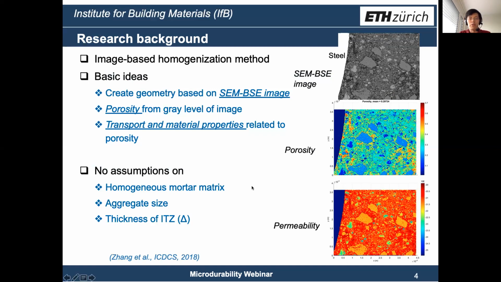The advantages of this method are obvious. There are no assumptions on the homogeneous mortar matrix, aggregate size, and the thickness of the design. For those who are interested in this method, please read this paper and follow our recent publications.